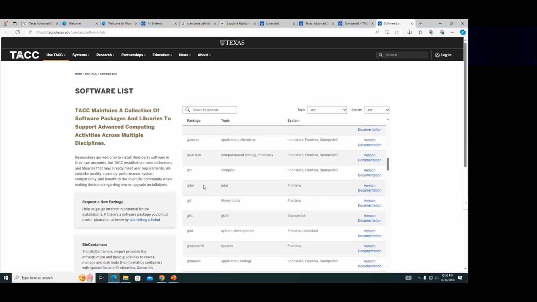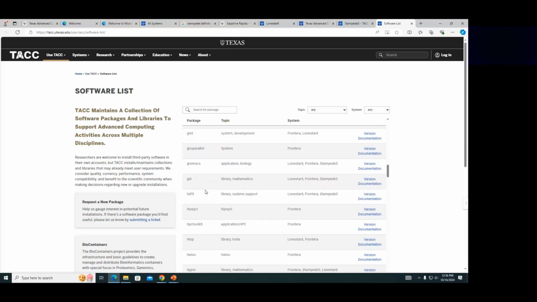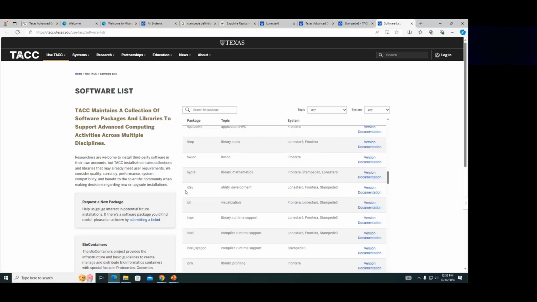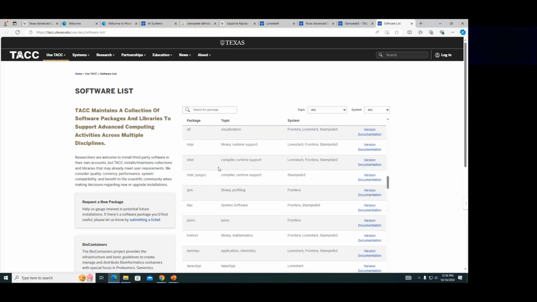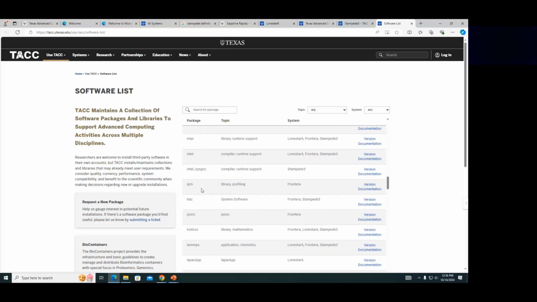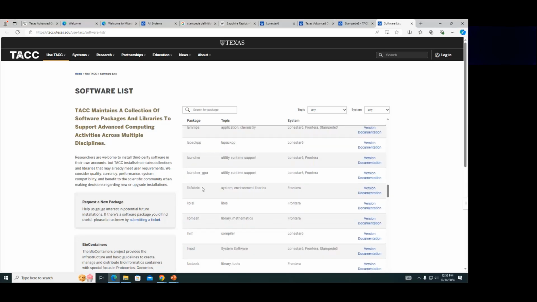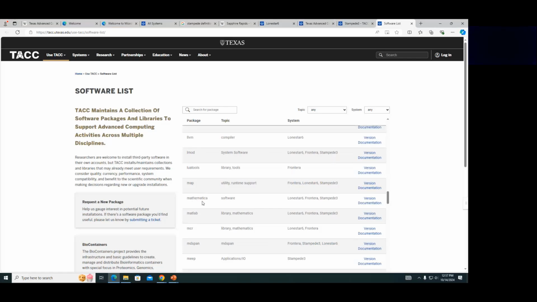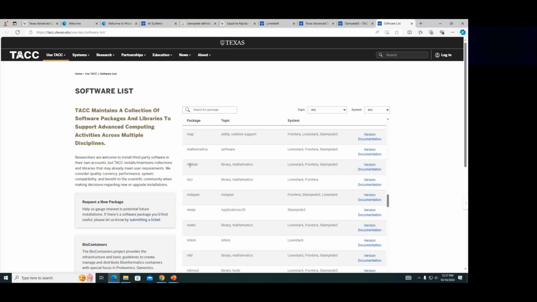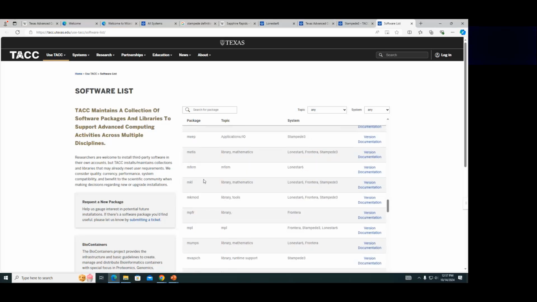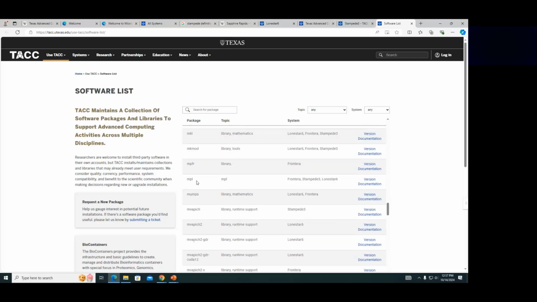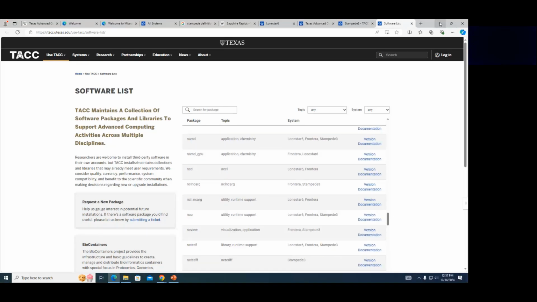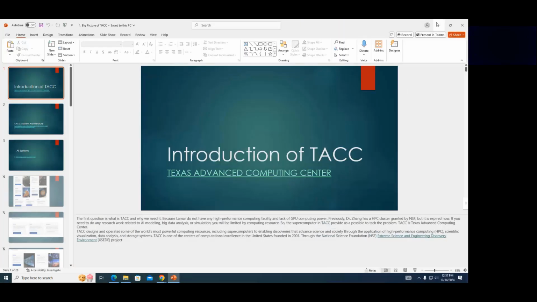Compiler, GCC compiler, Git, interactive dev. I'm going to talk about this one next lecture. Intel, they have Intel compiler. You see mathematics, that is mathematics software. Lamar also has, you see here, MATLAB, the license available, MPL. This is the first part.